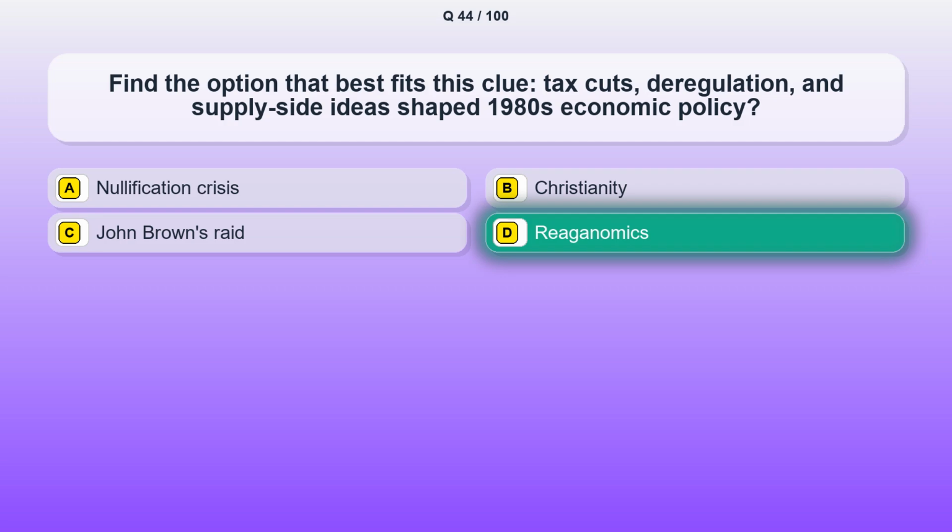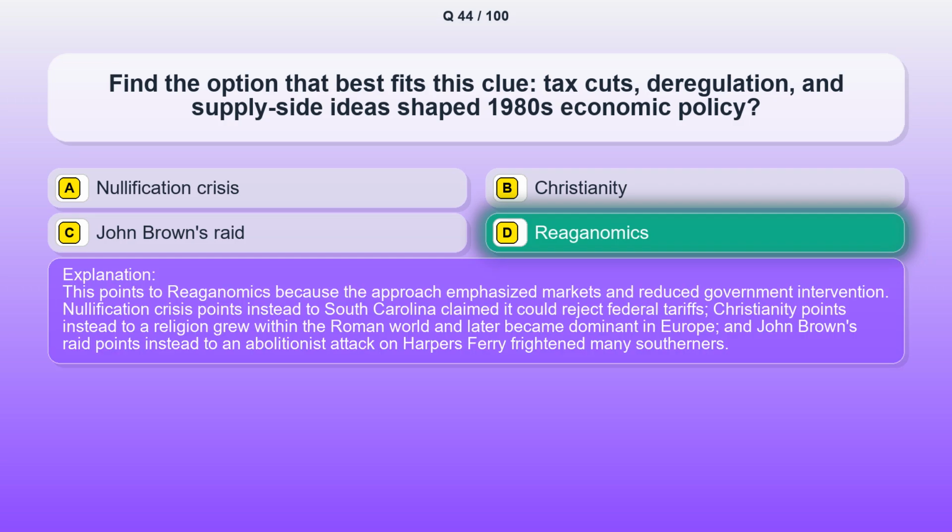The correct answer is option D, Reaganomics. This points to Reaganomics because the approach emphasized markets and reduced government intervention. Nullification crisis points instead to South Carolina claimed it could reject federal tariffs. Christianity points instead to a religion grew within the Roman world and later became dominant in Europe. And John Brown's raid points instead to an abolitionist attack on Harper's Ferry frightened many Southerners.